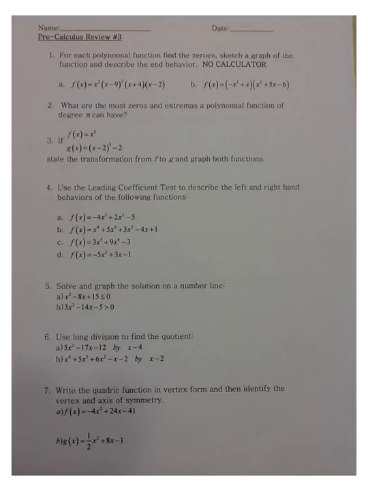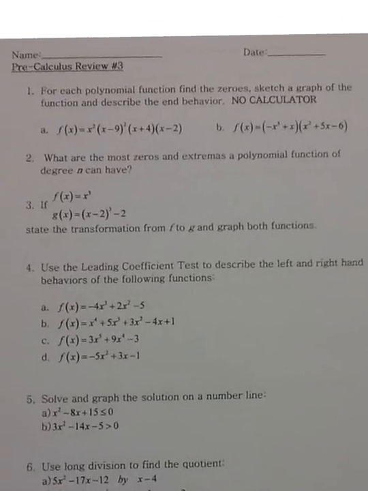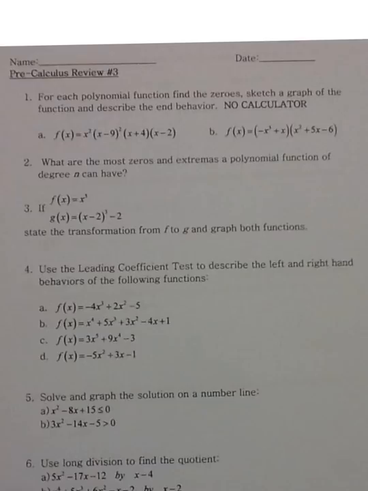Okay, so this is the review sheet, the answers for review number 3. All right, so let's take a look at number 1. Number 1 says, for each polynomial function, find the zeros, sketch a graph of the function, and describe the end behavior. And again, no calculator, remember. Okay, so let me write down the first one.